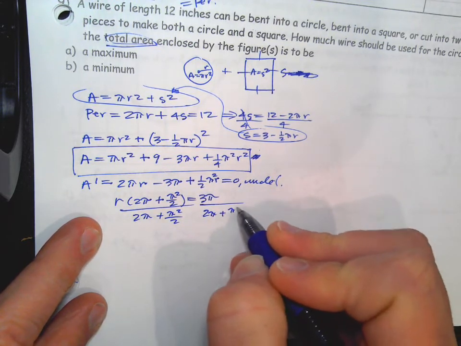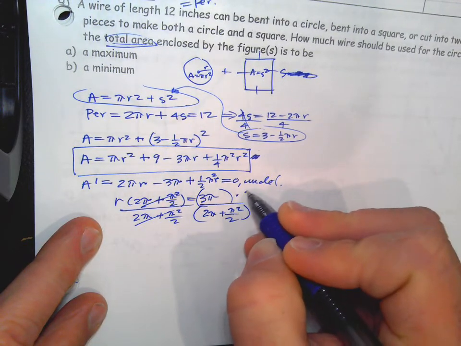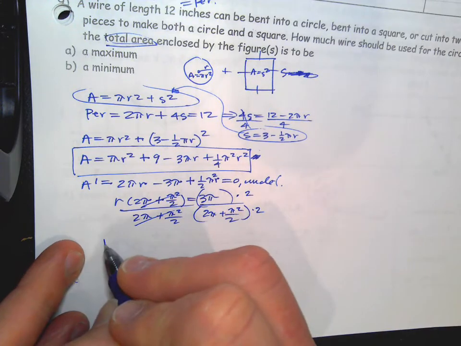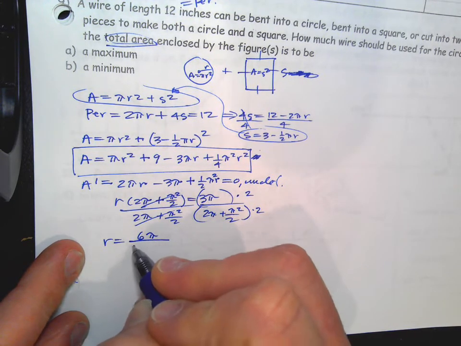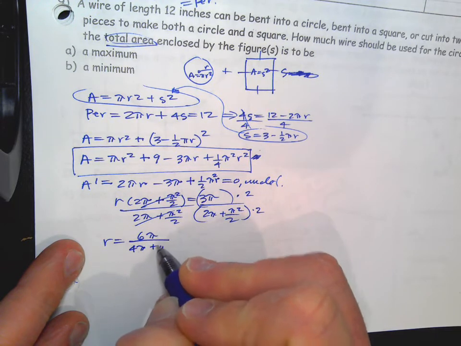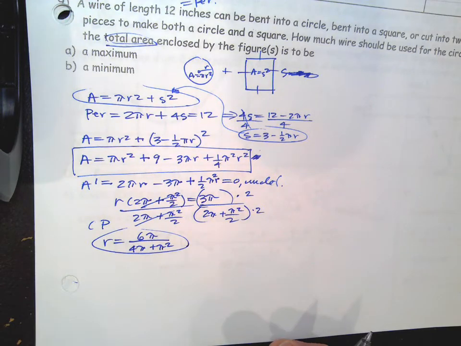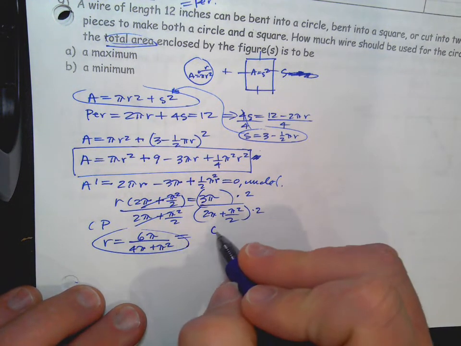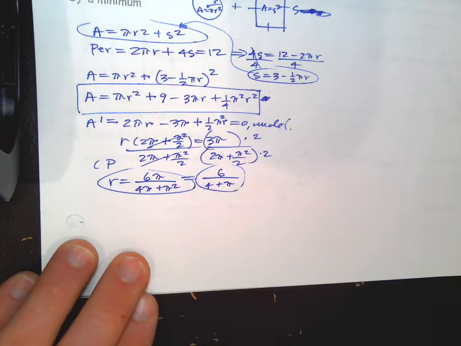Now, I don't want complex fractions, so we multiply top and bottom by 2. So r equals 6 pi over 4 pi plus pi squared. That's your critical point. Actually, we could simplify that. We could divide a pi out of everything on top and bottom, which I think is worthwhile. So let's do that.